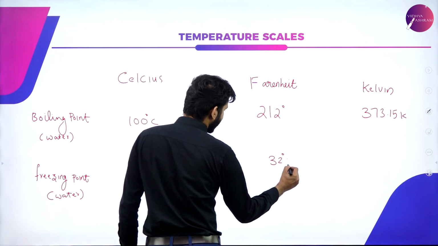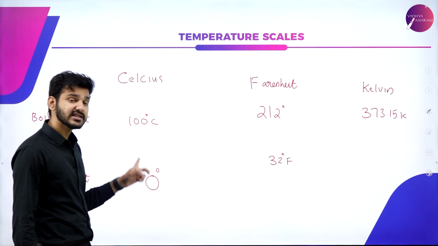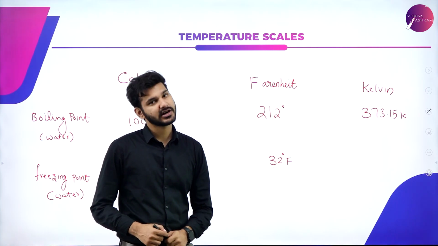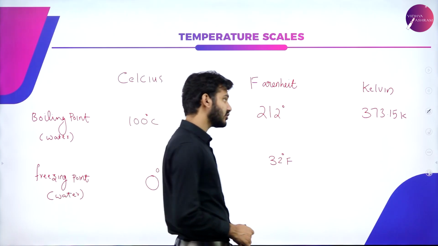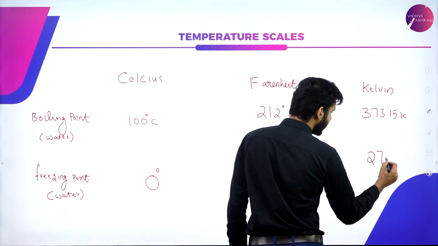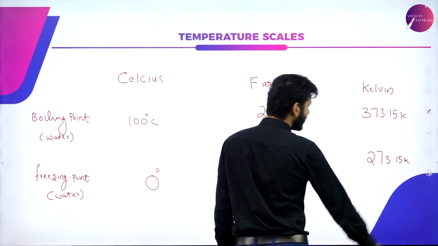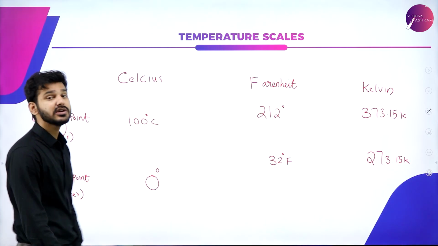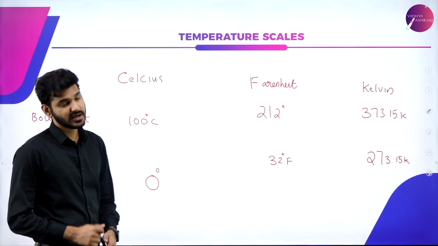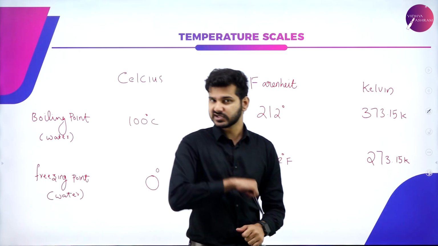32 degrees Fahrenheit, which means that when Celsius is 0 degrees, Fahrenheit will show a value of 32 degrees Fahrenheit, and the Kelvin scale will show a reading of 273.15 Kelvin. So 0 degrees Celsius is equal to 273.15 Kelvin. And these are the different temperature scales that you have to understand.